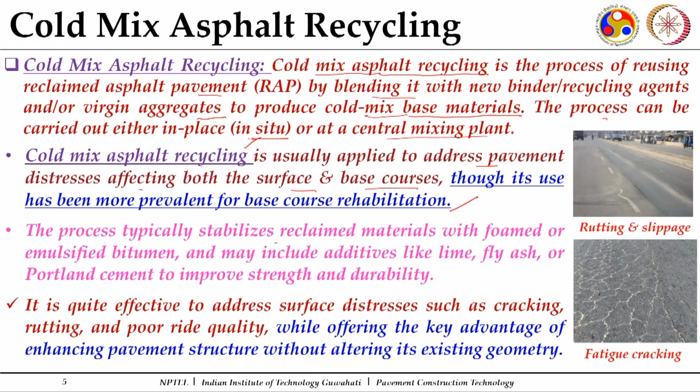The process typically stabilizes the reclaimed materials, and since it is a cold mix technology, the recycling agents used are either foamed bitumen or emulsified bitumen, and in certain cases we go for additives also. The additives are many times called active fillers. The additives are lime, fly ash or cement. These are the common additives used, and the purpose of using them is to improve the strength and durability of the cold asphalt recycled mixes.